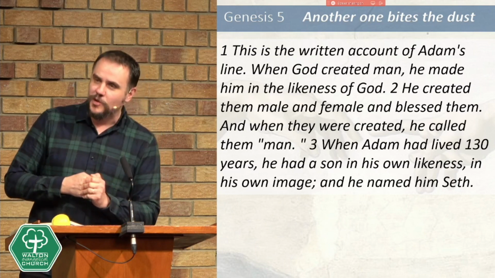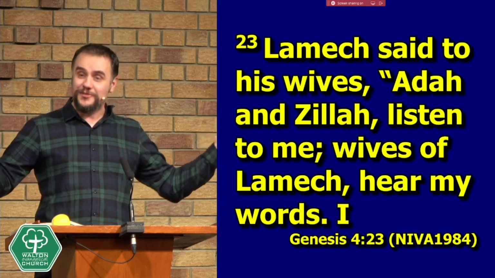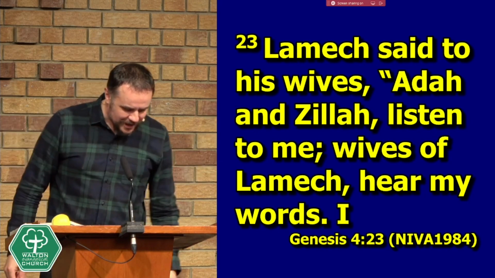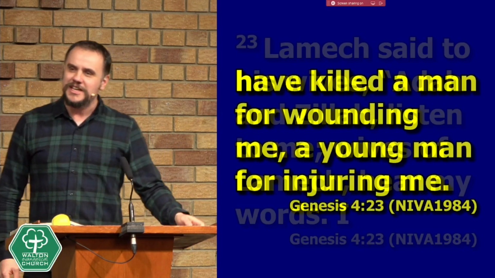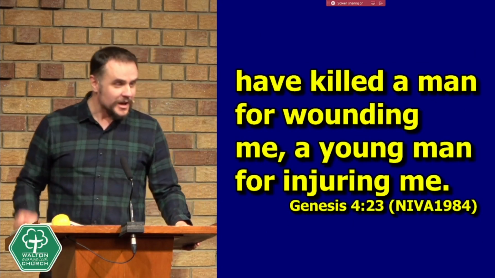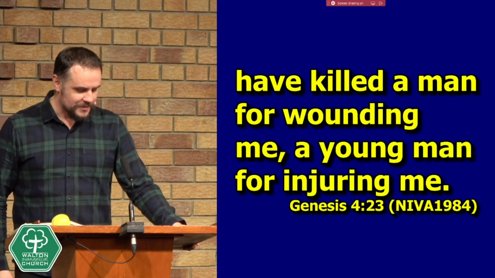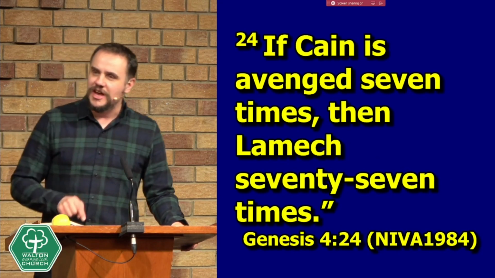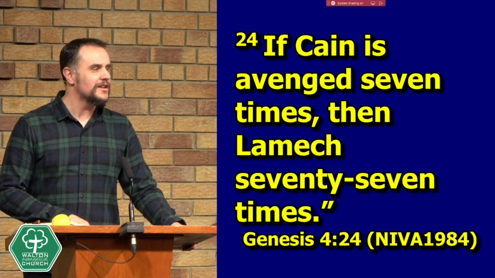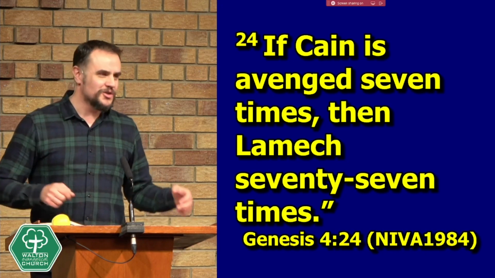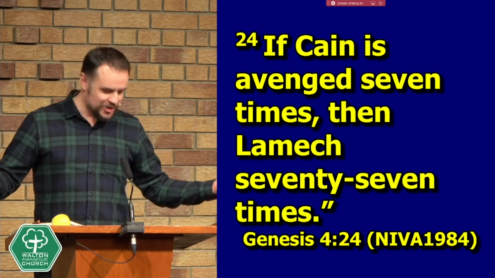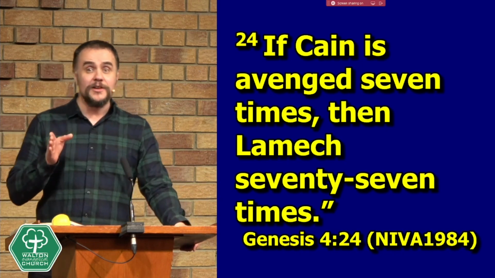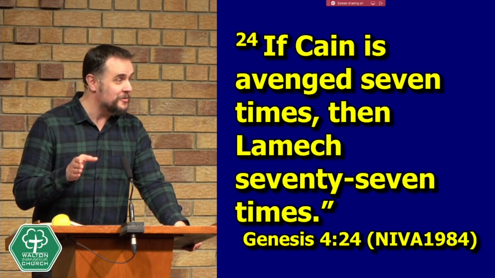Lamech said to his wives, this is what characterizes the family. This is the family business. Ada and Zillah, listen to me. Wives of Lamech, hear my words. I have killed a man for wounding me, a young man for injuring me. If Cain is avenged 7 times, then Lamech 77 times. I mean, it is like one of those pre-match boasting bouts that boxers do, isn't it? That's what he's like.